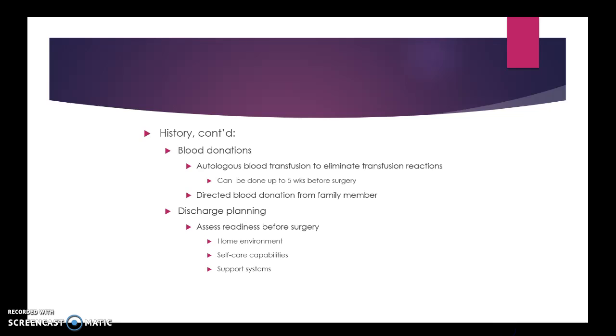Blood donations. What type of blood do they have? What type of blood will they receive? Do they get autologous blood, which is blood that they previously donated and now they're collecting it back? Or is it from a family member, or from somebody completely different? Discharge planning. We've got to start this from the beginning. What kind of home environment are they going into? What can they care for themselves, and do they have good support?